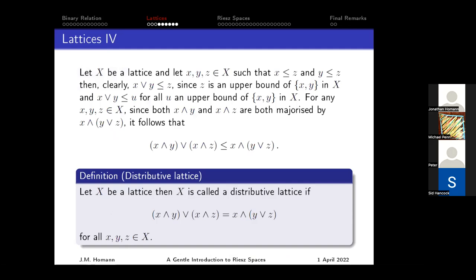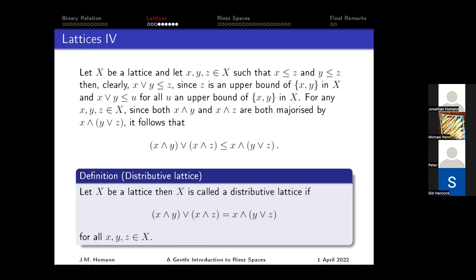So now we'll say let X be a lattice. So that means that every pair of members of X has supremum and every pair of members of X has infimum. And we'll let X, Y, and Z be members of the lattice such that X is dominated by Z and Y is dominated by Z. Then it is clear that the supremum of X and Y is dominated by Z, since Z is an upper bound of X and Y, and the supremum of X and Y is less than or equal to every upper bound of X and Y. So this gives us that Z dominates X sup Y.